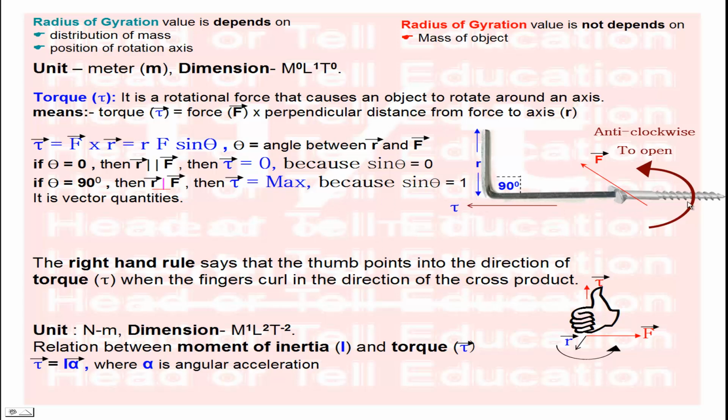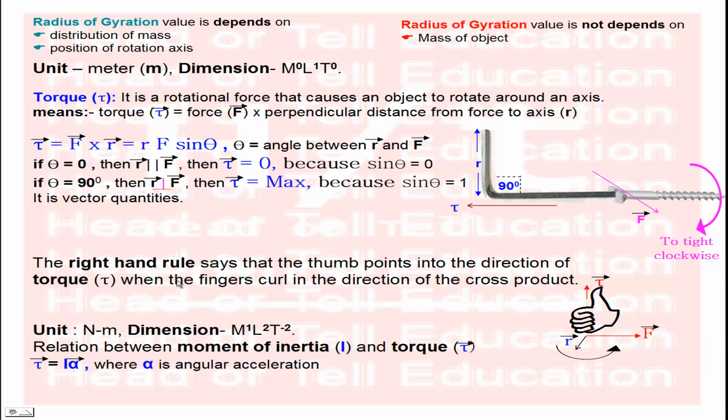In this diagram we see the force is applied in this direction and R is perpendicular to F, and the torque direction is this to open the screw. If we tighten the screw, the force direction is this, the angle of R is 90 degrees and the torque direction is the same. This is to tighten the screw, clockwise.